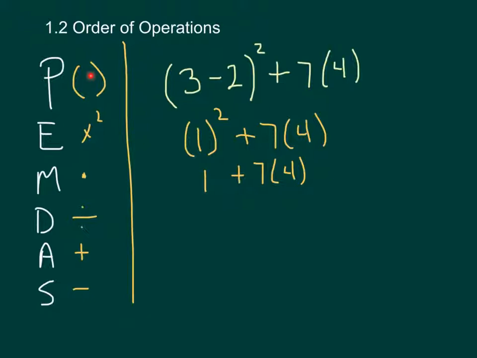No more parentheses that I can simplify anymore. No more exponents. Multiplication right here. Remember, a number out in front of parentheses means to multiply. So 7 times 4 is 28. Bring everything else down. And I really only have one operation left. That's addition. So 1 plus 28 is 29.